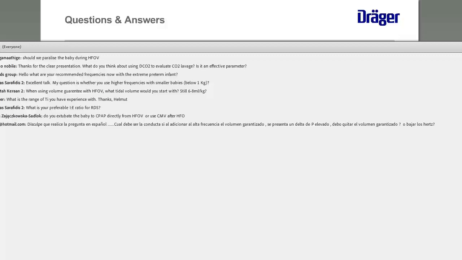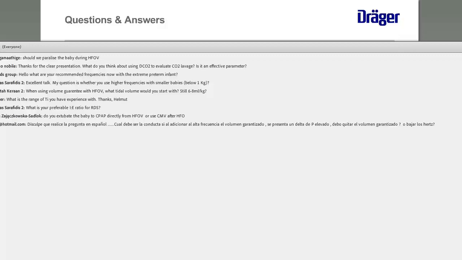So the question is whether you use higher frequency with a smaller baby. I think this is the same question. Yes. Remember that if you want to transmit more energy to the alveolus, you will have to decrease the frequency. There is a trick to remember this, okay? Remember that during high frequency ventilation, what the frequency of the ventilator is generating is energy. And the energy generated by the ventilator is very similar to the energy of a speaker, the energy of sound. So the lower the frequency, the better the transmission of the energy.